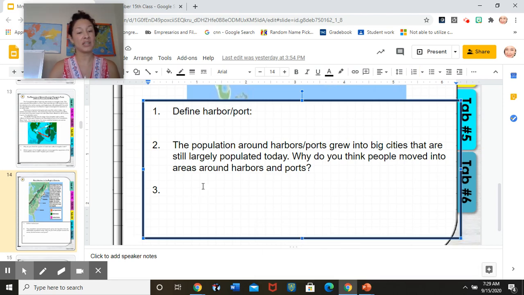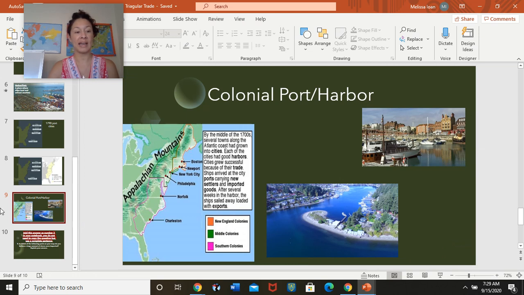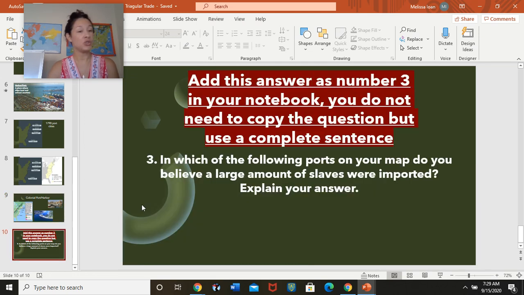And number 3 is not written here. We do have the question number 3 in our presentation here. You do not need to copy the question, but we do want you to answer it as number 3. In which of the following ports on your map do you believe a large amount of slaves were imported?